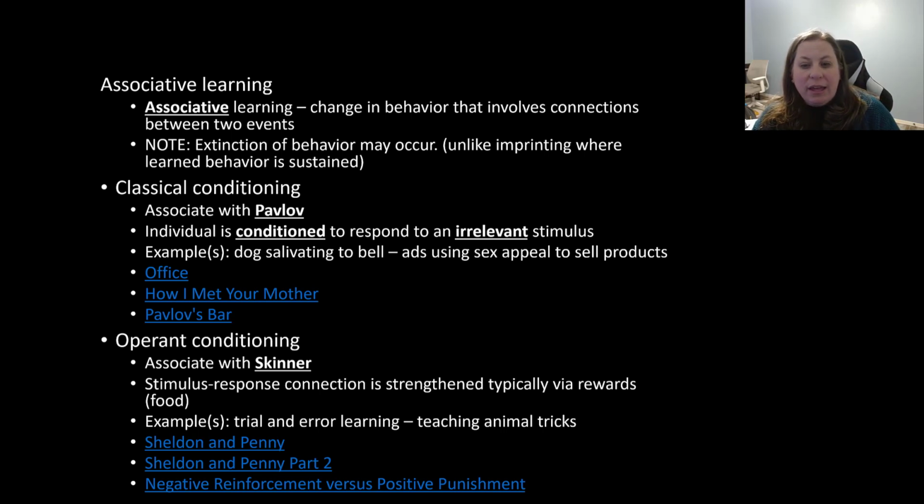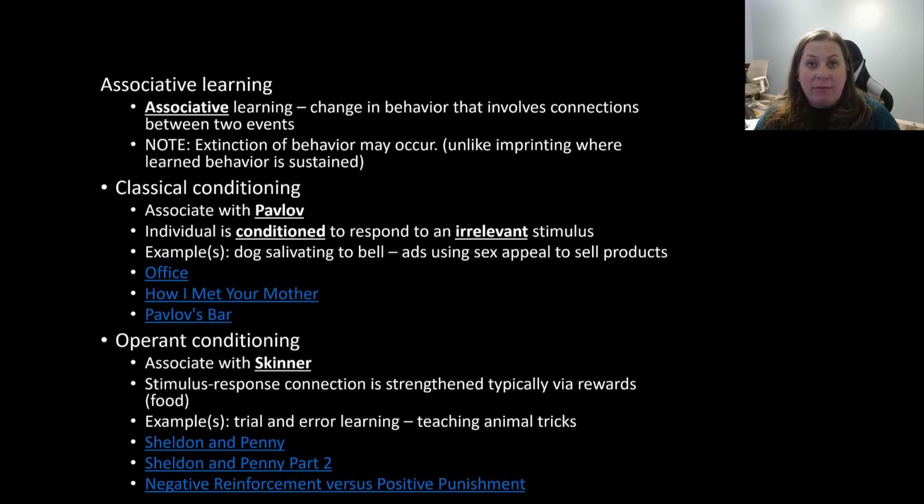The next one we want to look at is the associative learning. Associative learning is a change in behavior that involves connections between 2 events. So we associate one thing with another thing. This is an extension of behavior that may occur, unlike imprinting, where learned behavior is sustained. We do see that this might change a behavior or get rid of a behavior if it's not being done after a while. So classical conditioning is one of the main ways that this occurs.